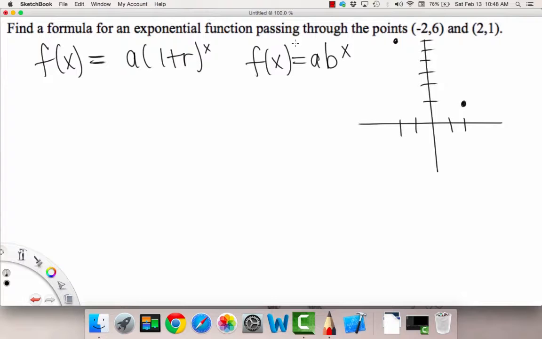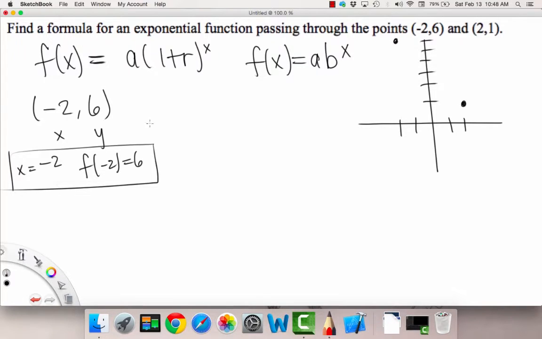In this case, what's really going on with these two points is we have (-2, 6). This is our x value, and this is our y value, our f value. So when x is equal to -2, f of -2 is equal to 6. What we can do with this information is plug it into one of these formulas. I'm going to pick this formula here, because it's simpler to work with a b instead of having to move around this 1 plus r everywhere.